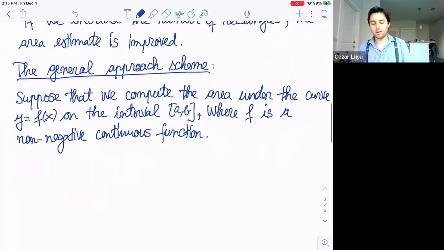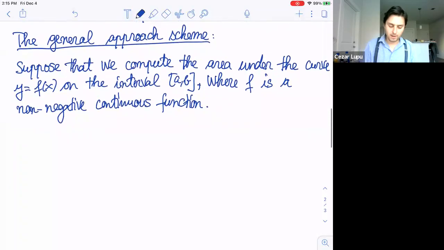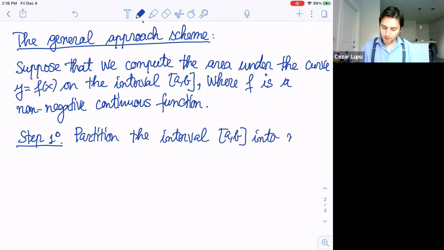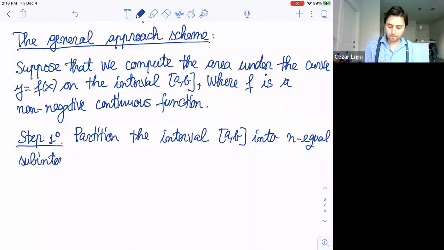And now we're going to do the following. So step one, we partition the interval AB into n equal subintervals. So that's the first step.